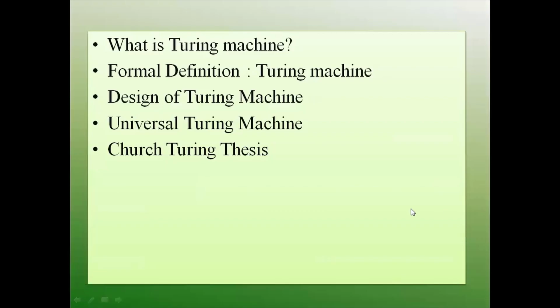Now, coming to what we have to see here: first, what is a Turing machine, the formal definition, designing a Turing machine, the universal Turing machine, and the Church-Turing thesis. First you learn what a Turing machine is, the formal definition, and designing of Turing machines. One language is given, and with the help of that language we can frame the tape. In your syllabus you do not have the universal Turing machine and the Church-Turing thesis; you only have the Turing machine.